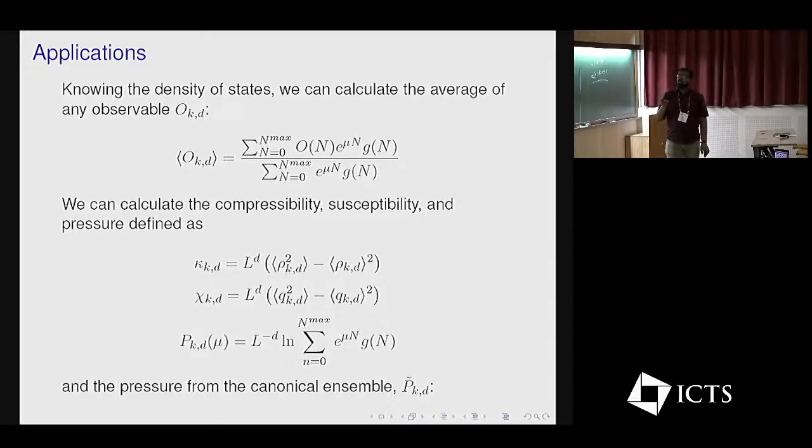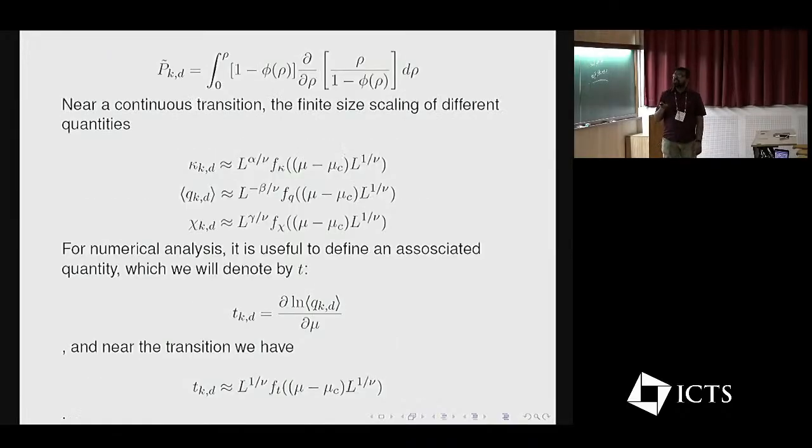Here we defined an average observable with this formula, where we get the G of n from the entropic algorithm, and O_n is the average order parameter for n particles. Then one can define the compressibility, susceptibility, and pressure, where compressibility is defined from the variance of density. The susceptibility is from the variance of the order parameter, and the pressure we can calculate by knowing the entropy. You can also calculate a canonical ensemble pressure, which is defined like this, where phi rho is the mean number of sites that get blocked during packing of the lattice.